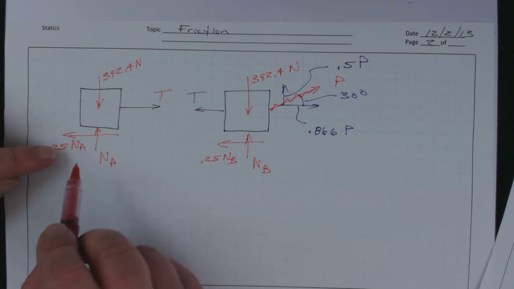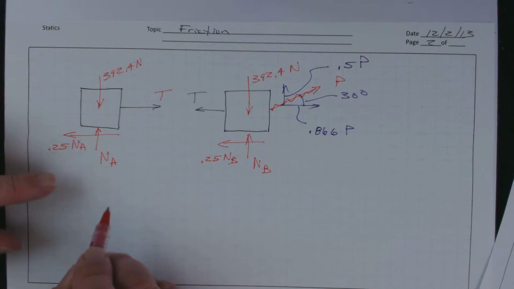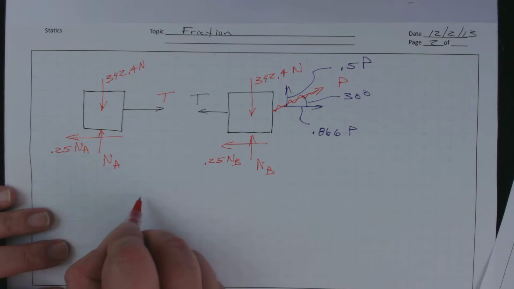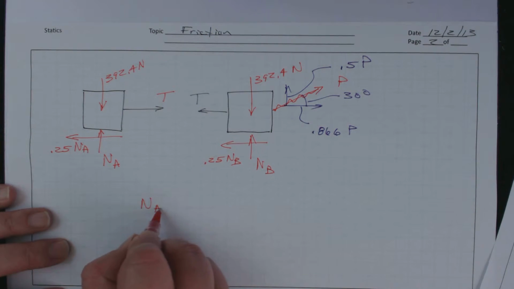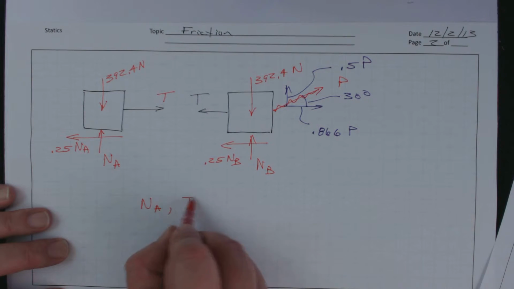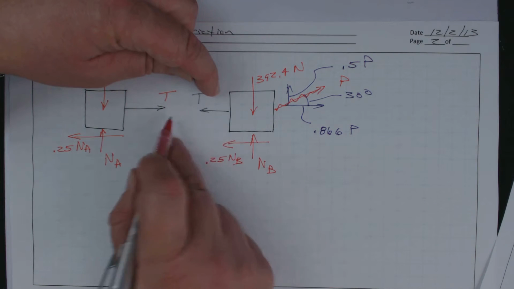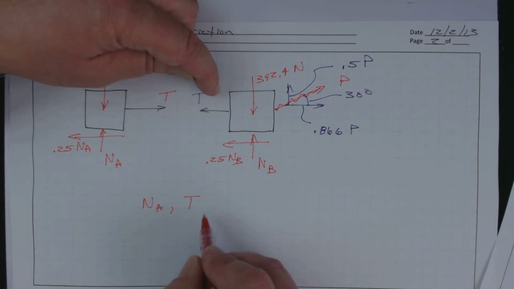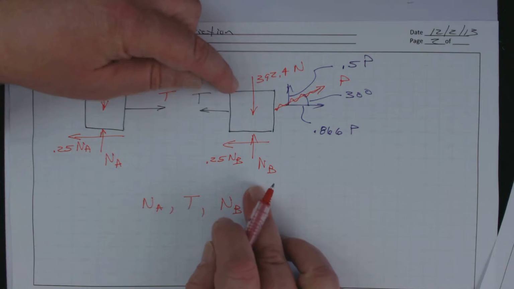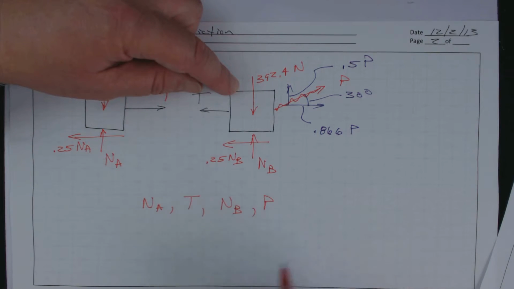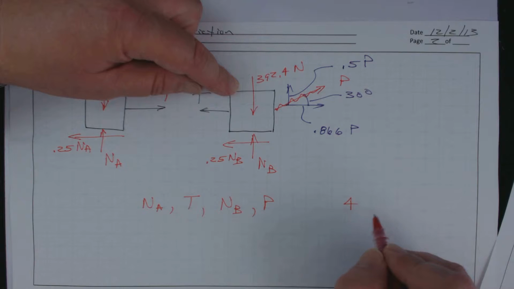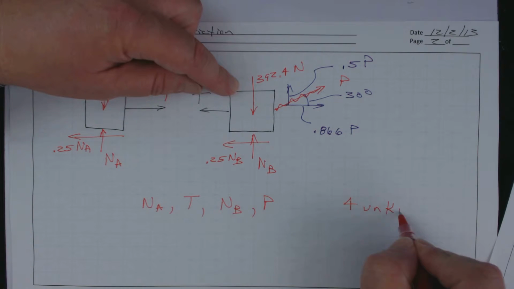Now, if I look at this, I have two unknowns. Let me just list them. The normal at A and the tension. Now, when I move over here, the tension is over there, but it's not a new unknown, so it's just there. Then I have the normal at B, and then I have the value P.